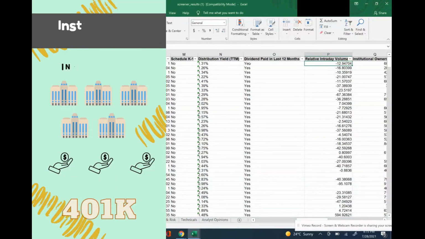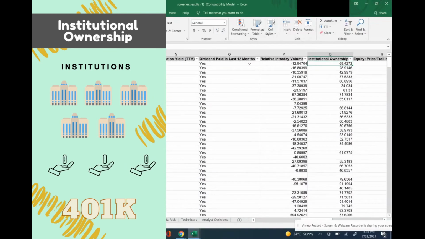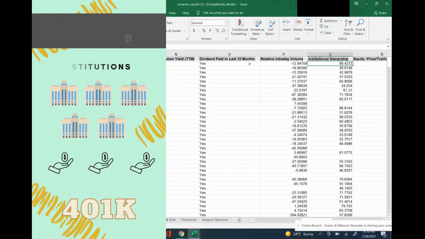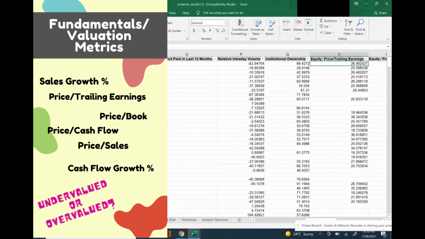Your institutional ownership. This is a very important consideration before buying an ETF, because as I mentioned earlier, these behemoths have stakes in employee 401ks, and hence they typically try to invest in those ETFs that they think are high quality and are stable. The other sort of metrics that you see here are your fundamentals or your valuation metrics.